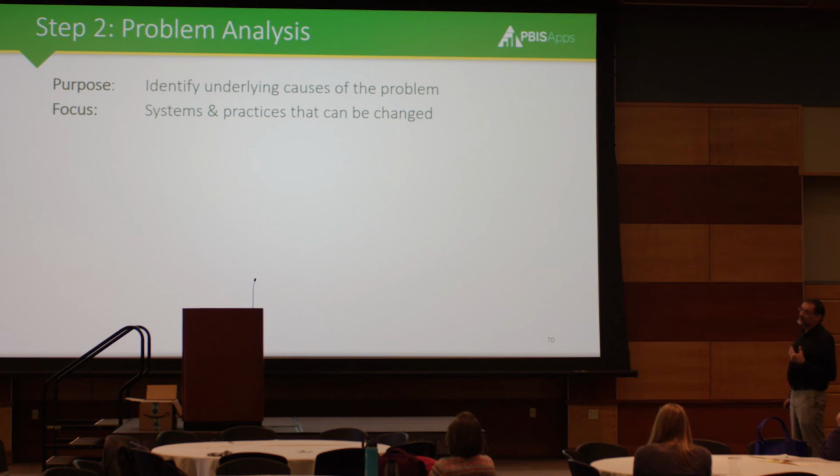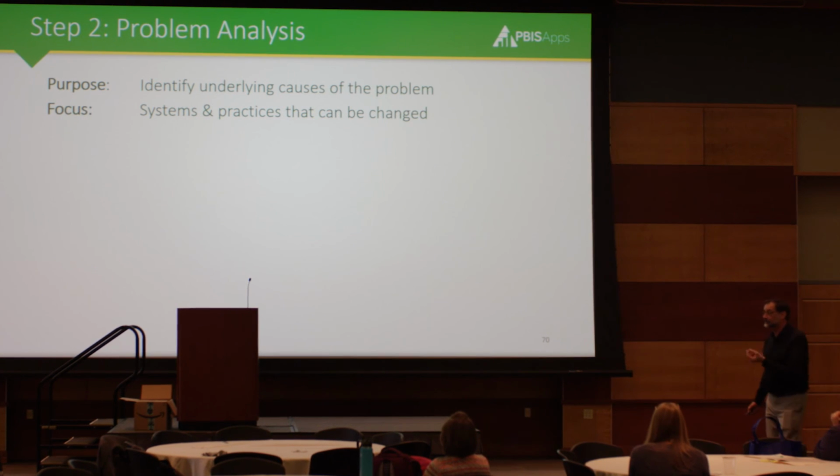So then the next thing we need to do is look at why is it happening, part 2. Why is it happening? We want to analyze the situation. We want to look for the underlying causes, but we have to focus on the things we can change. We can't say, well, you know, this is a really mobile group of kids. We're a really low-income area. We're 95% free and reduced lunch.